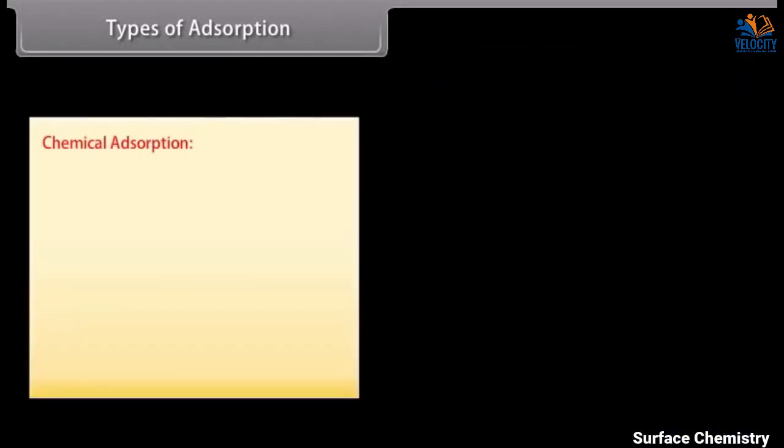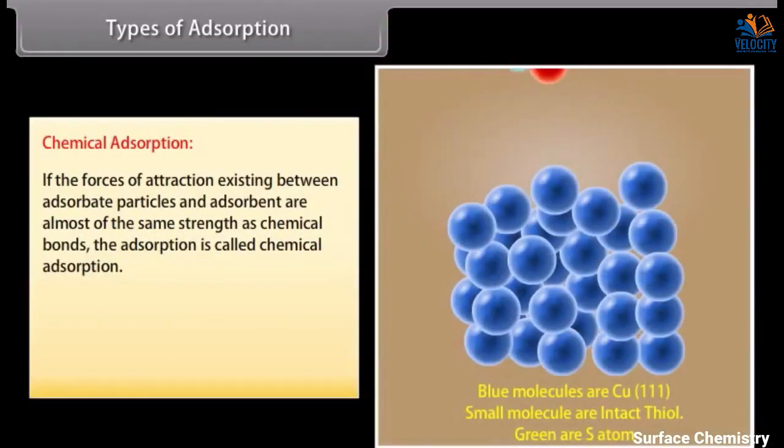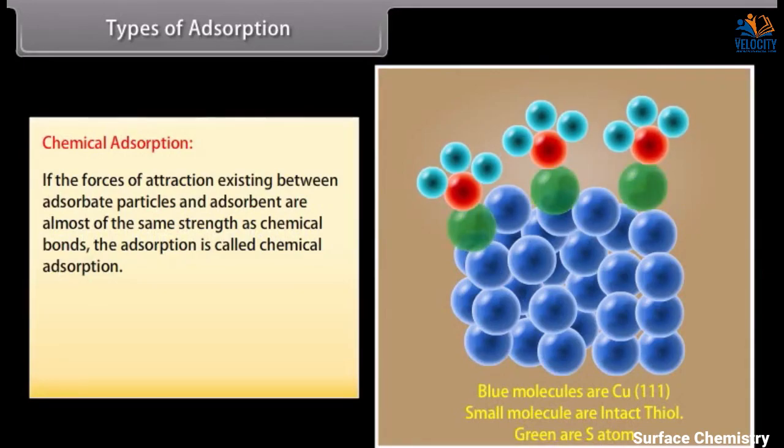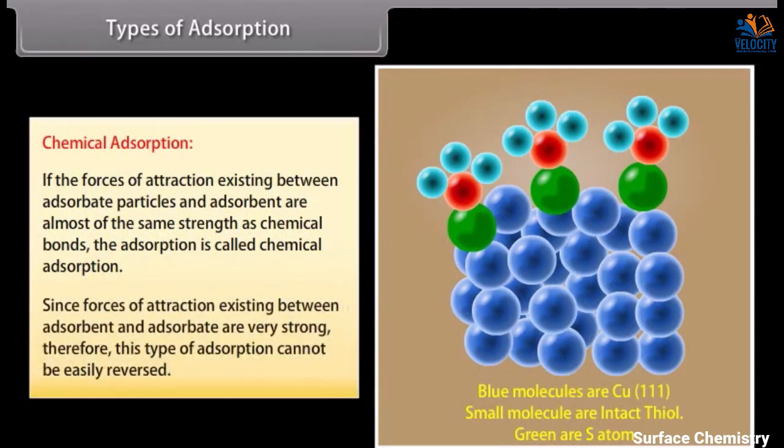Chemical adsorption. If the forces of attraction existing between adsorbate particles and adsorbent are almost of the same strength as chemical bonds, the adsorption is called chemical adsorption. Since forces of attraction existing between adsorbent and adsorbate are very strong, therefore, this type of adsorption cannot be easily reversed.